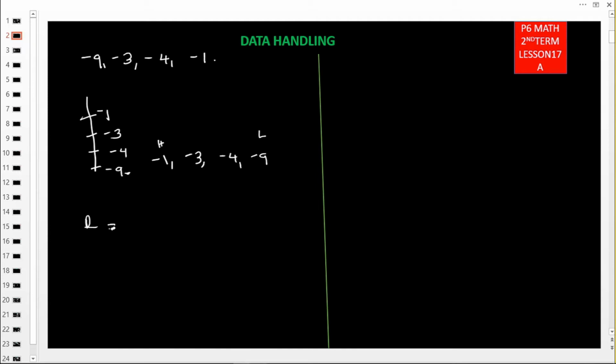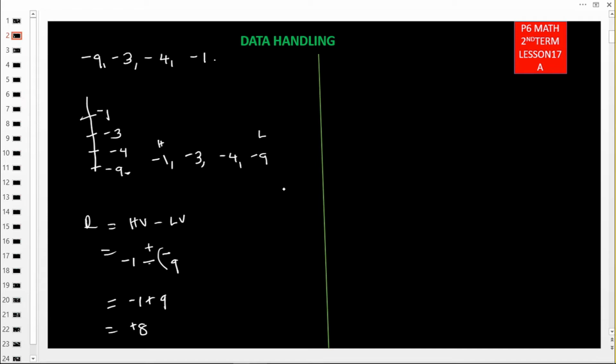So our range is equal to the highest value minus the lowest value. What is the highest value? -1 minus, what is the lowest value? -9. So negative times negative we get a positive. So this is -1 plus 9. So we get 8, meaning that if they are demanding 1 from the 9, you remain with 8. So that is our range.